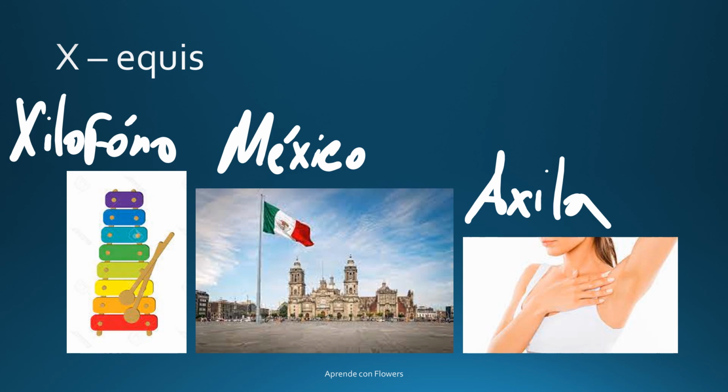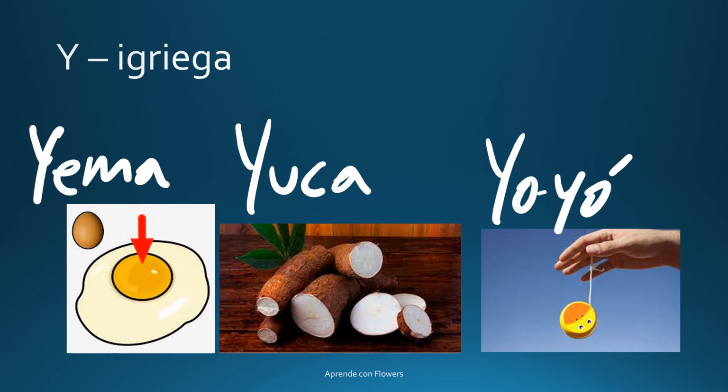X de xilófono, México, axila. You can think of X the same way you would in English. It's not really its own word. It has like a j sound, or it's just one of those weird letters. But yeah. Y, Y de yema, yuca, yo-yo. It's also known as the Spanish I and can be included in vowels.